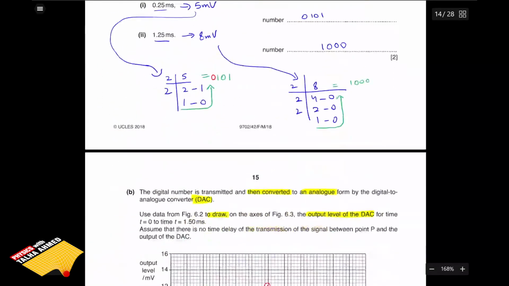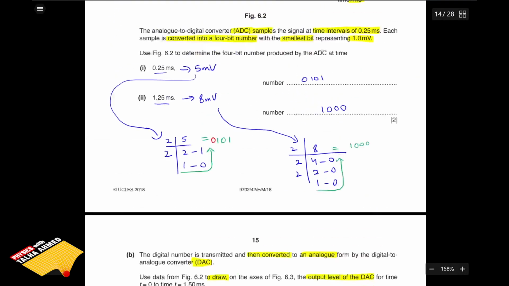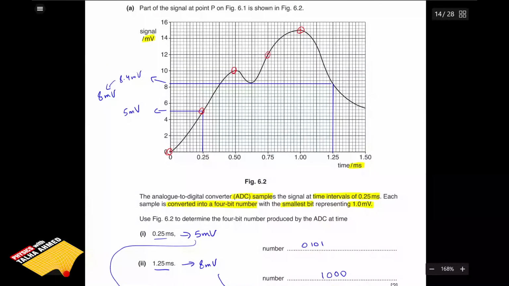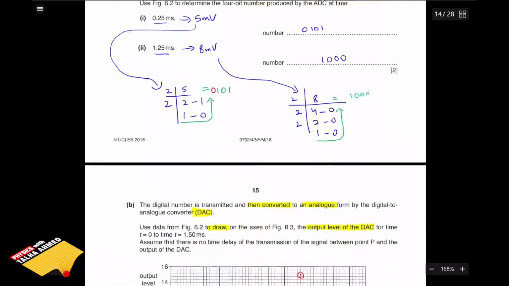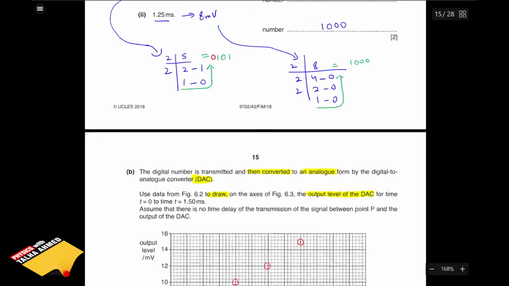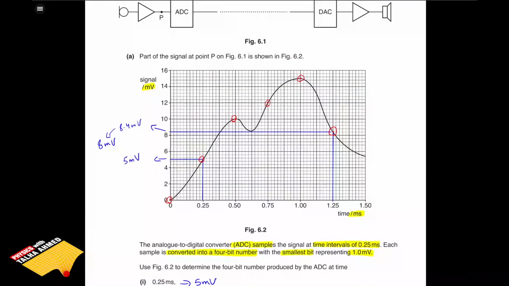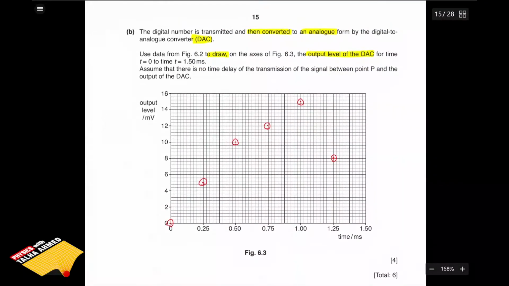Once we have found all the values, we need to again consider that when they're converted into digital, you should remember that the digital signal was a 4-bit number, and it can only show the number to the nearest 1 millivolt. So we cannot go into decimals. So if, for example, you saw that at time 1.25 milliseconds, the value of the analog signal was 8.4, but I had to write it as 8 millivolts. So this is what we are going to do with all the signals where it is required.